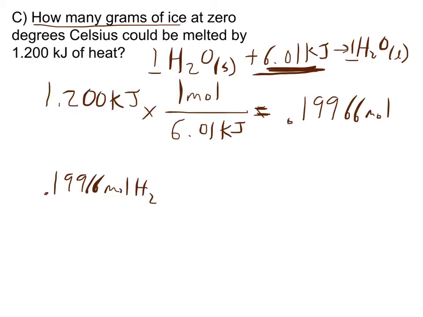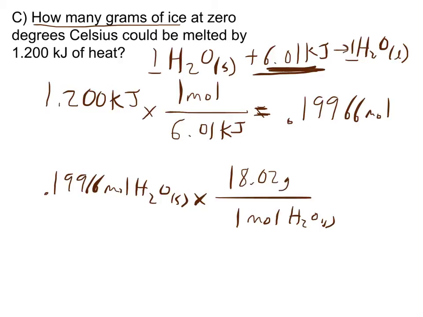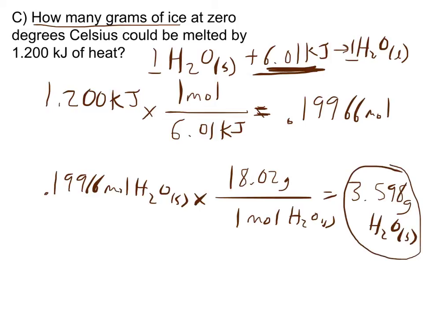So we know how many moles of ice we can melt. In order to convert this to grams, you're going to use the molar mass of water. This time you're going to put moles on the bottom to cancel moles, and you're going to put grams on the top. The molar mass of water, which we've worked with quite a while now, is 18.02 grams. If you multiply this out, it should give you 3.598 grams of ice. That's how much ice you could melt with the amount of energy given.